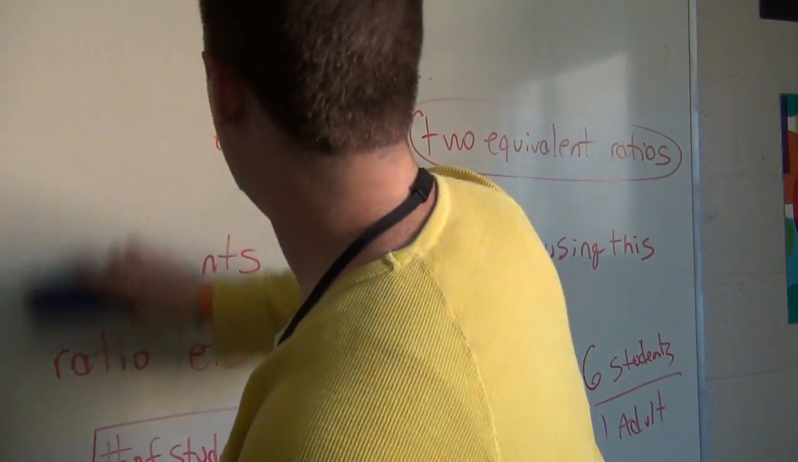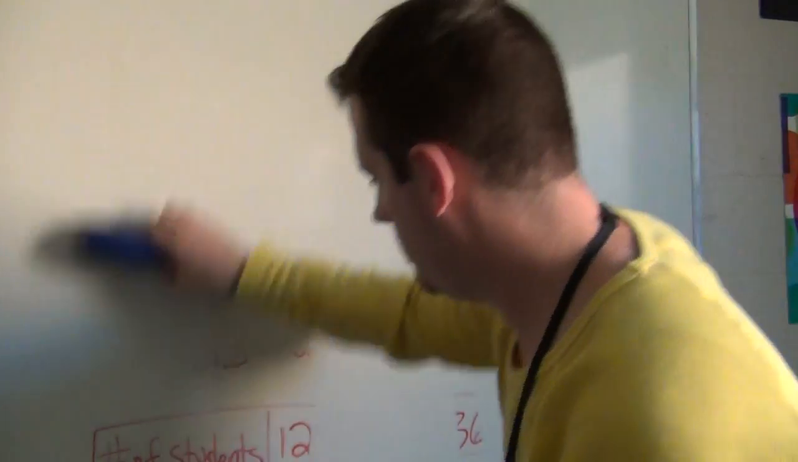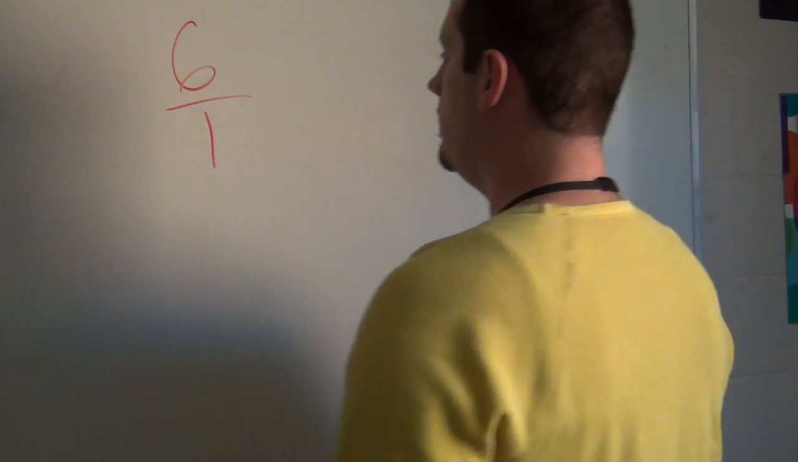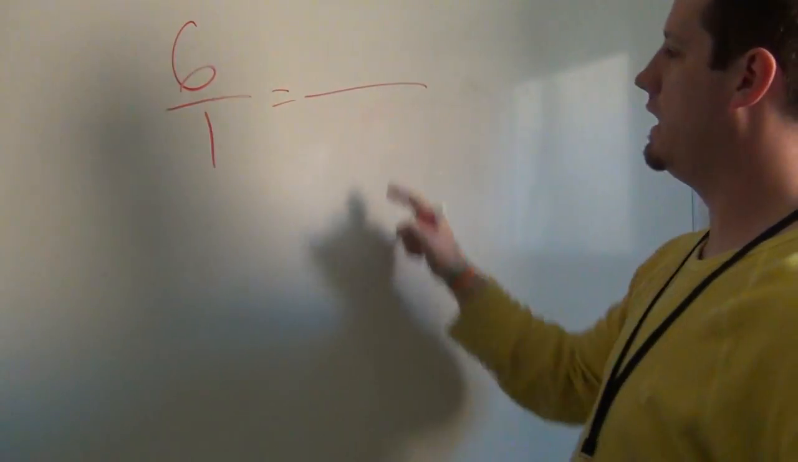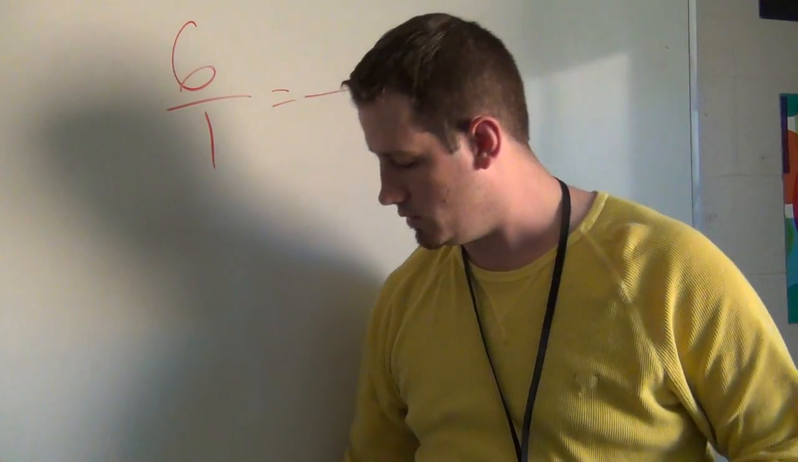So when I'm doing proportions, I've just got to keep in mind that if I have a unit rate of 6 over 1, then I can turn it into anything that I need to turn it into using this concept of proportions.